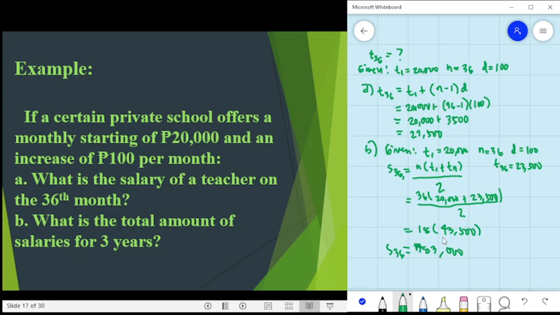Okay, so therefore we can say that the total amount of money that will be earned by the teacher in 3 years is 783,000 pesos, with the monthly salary at the end of the 36th month being 23,500 pesos. Okay, so that is our lesson so far.